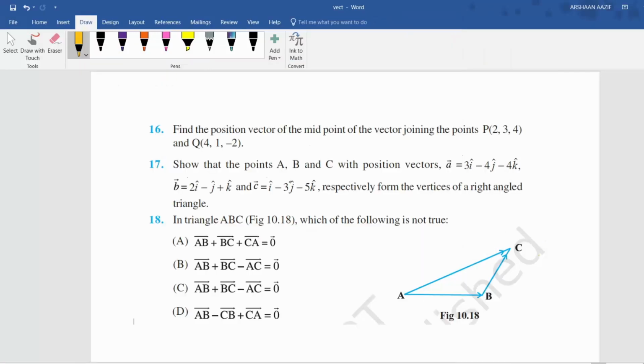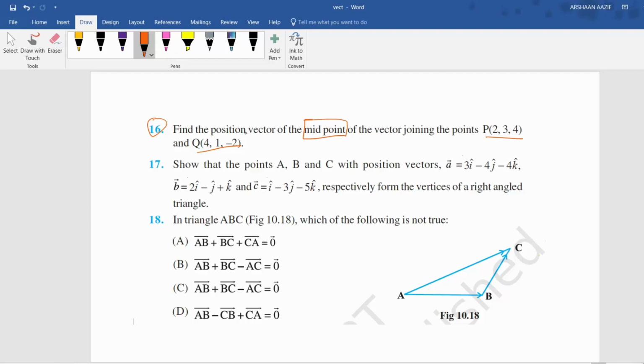In continuation with the previous video, we'll try to solve these sums. Now question number 16. Find the position vector of the midpoint of the vector joining the points P and Q. So this is an important term. This is a midpoint sum. They have given us the position vectors OP and OQ.